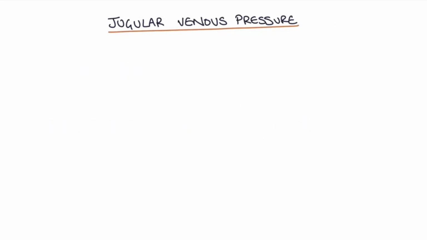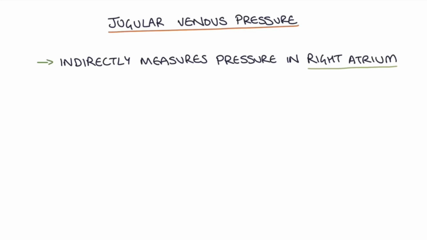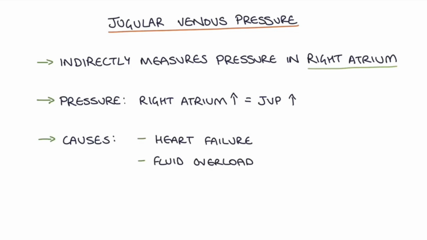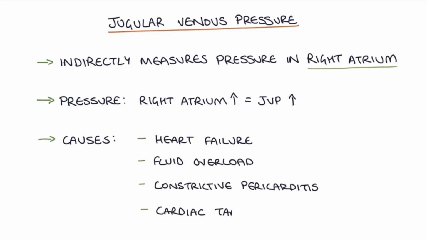So what is the JVP? Well, the JVP is a way to indirectly measure the pressure in the right atrium and in the venous system. So if the pressure in the right atrium is higher, then the JVP will be higher. Higher pressure in the right atrium, and therefore a raised JVP, can be caused by four things mainly: heart failure, fluid overload, constrictive pericarditis, and cardiac tamponade.